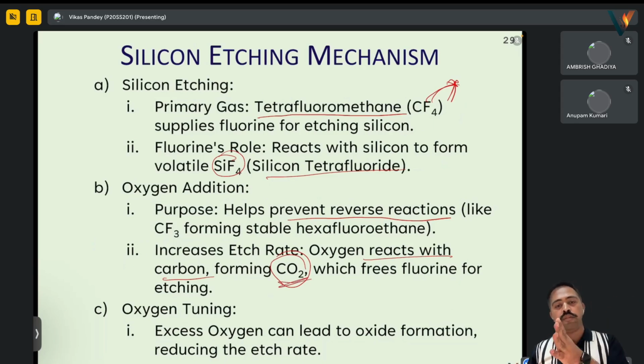So now this carbon species is not available for the reverse reaction to occur, and as such the fluorine will now react with silicon, forming silicon tetrafluoride. But we already know that silicon oxide is also a product that can form due to the presence of oxygen. So the amount of oxygen to be inserted has to be properly optimized, so that excess oxygen does not lead to oxide formation. In that case, our etch rate will decrease. So oxygen is added, but in a limited and controlled quantity.